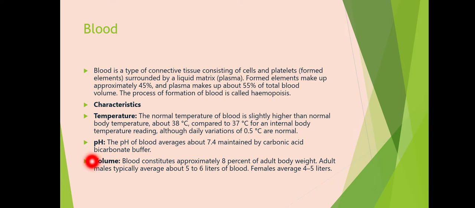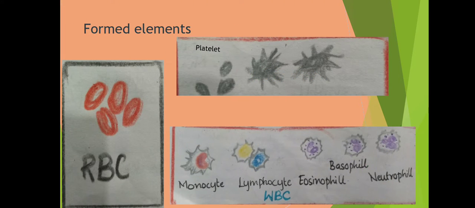This helps in regulating the pH of the blood. Then the volume of the blood in a healthy adult male is 5 to 6 liters, whereas in females it is 4 to 5 liters. Then coming to the formed elements. The formed elements include red blood cells, white blood cells, and platelets. Red blood cells are also known as erythrocytes. They are biconcave shaped. They have a special protein known as spectrin, which helps in maintaining their shape, and they have the hemoglobin pigment too.